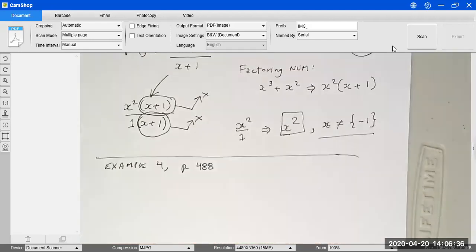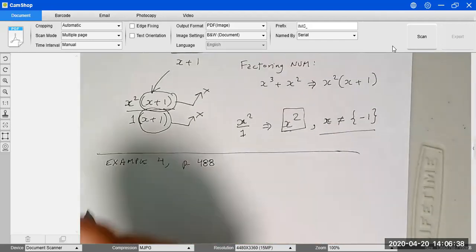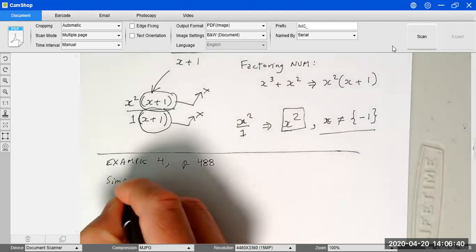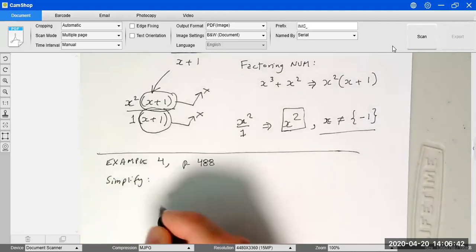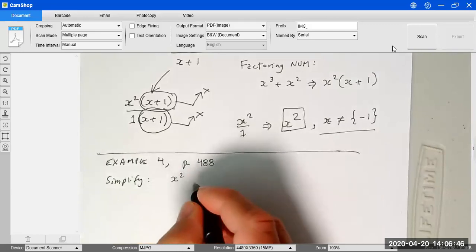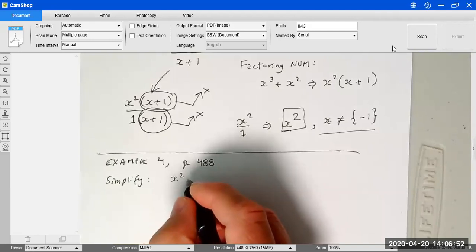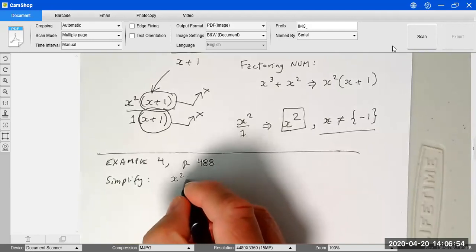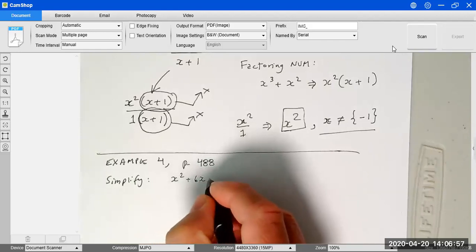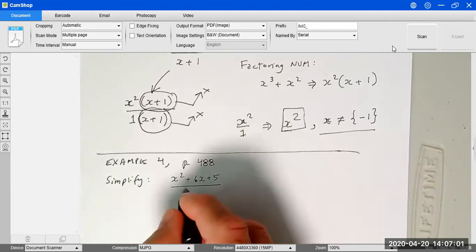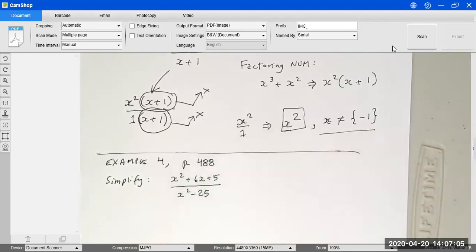So as you can see, it's more factoring. So it's very important to be good at factoring, and in that way, we're going to simplify our problems. Simplifying is very good because later you're going to see that simplifying is going to make rational expression math simpler. So we have x squared plus 6x plus 5 over x squared minus 25.